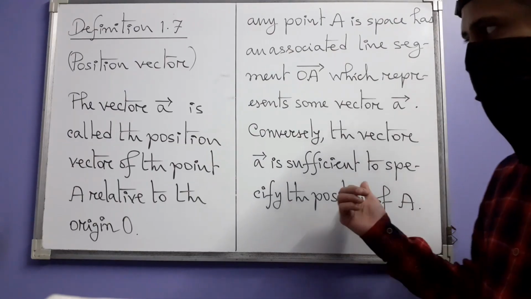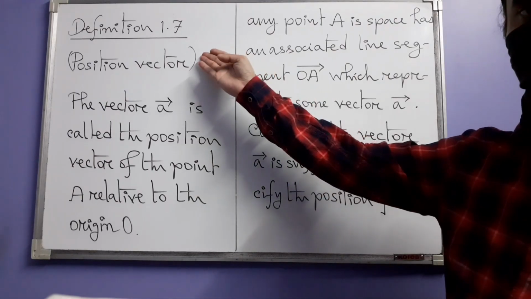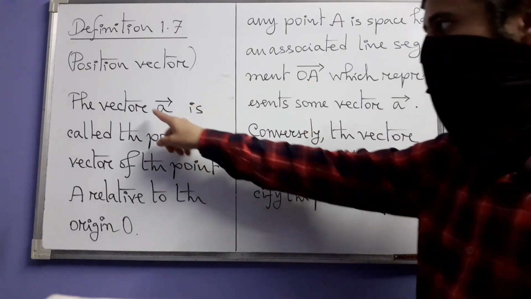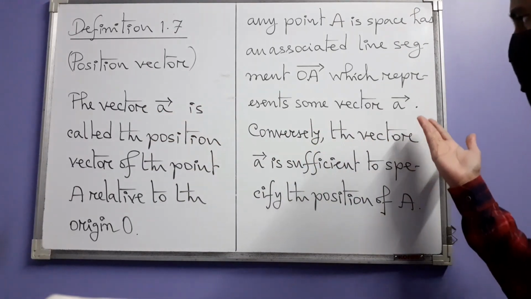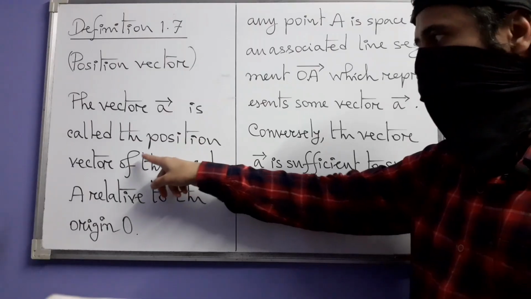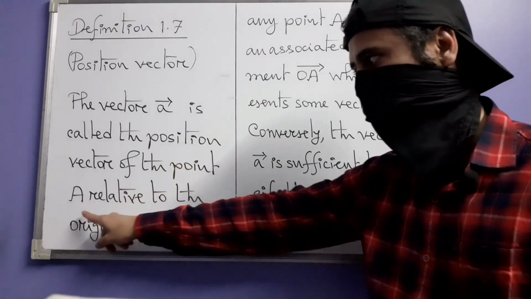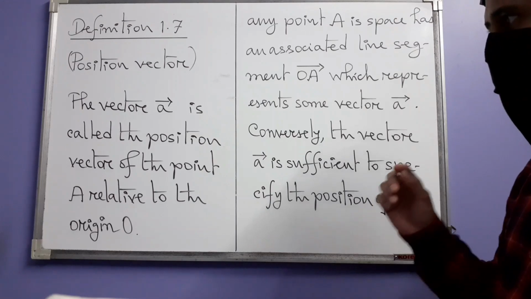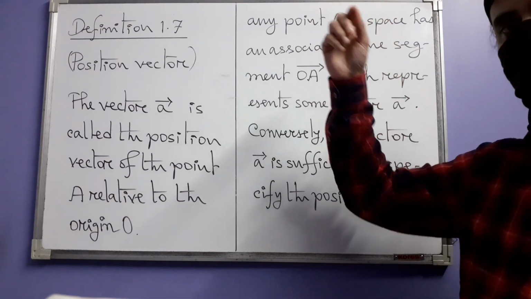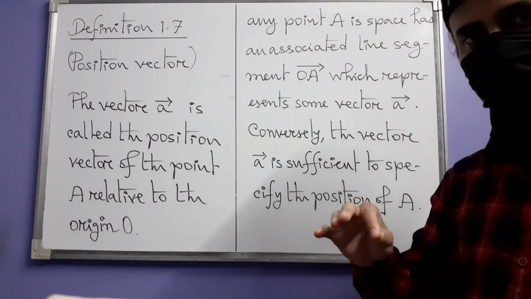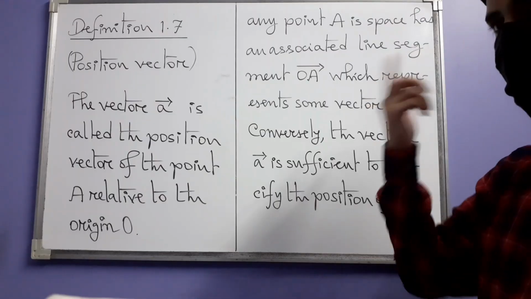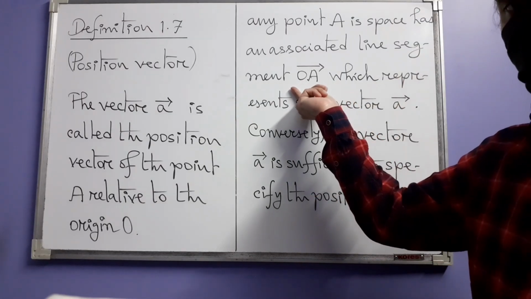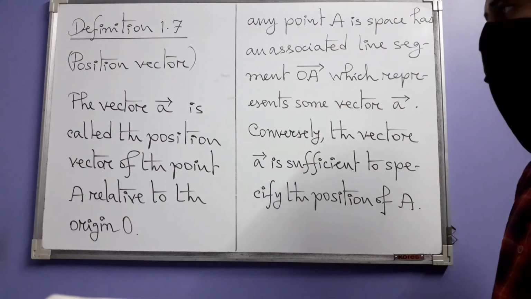And based on this discussion, we next have definition 1.7 of position vector. The vector A, that is this vector A, is called the position vector of the point capital A relative to the origin O. So the position vector of a point A in space relative to a fixed origin O is that abstract vector which the geometric vector OA represents.